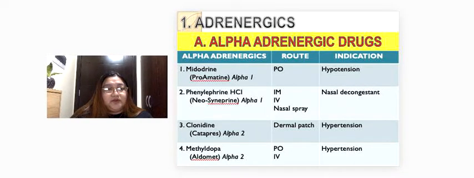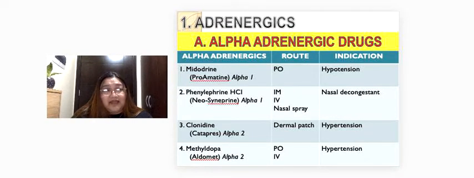Alright, third is clonidine, alpha 2, no? Clonidine, among all the other adrenergics, they can cause dry mouth, di ba nga? Kasi normally, kung siya ay alpha adrenergic, simpa, anong ginagawa niya sa salivary glands? Less production ng saliva. So, clonidine really causes dry mouth as a side effect. It can be given as a dermal patch for hypertension.